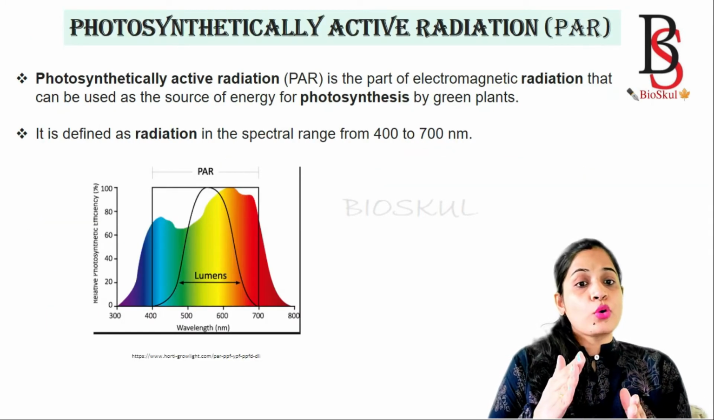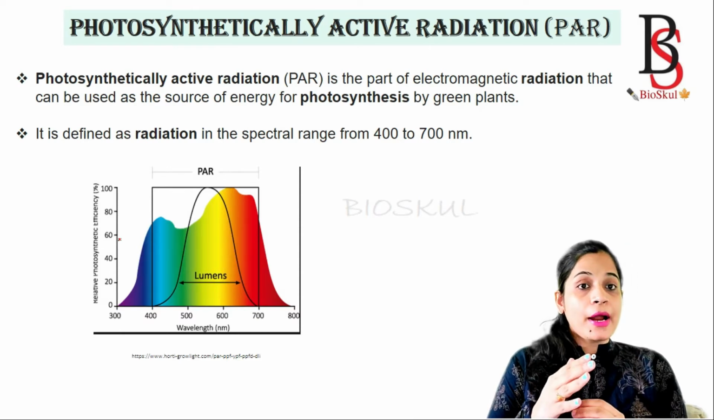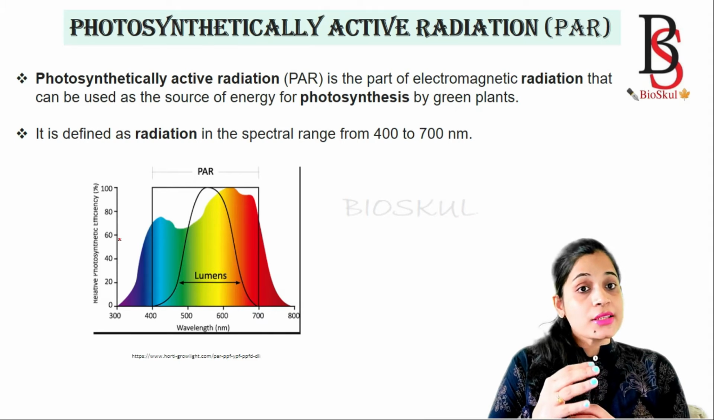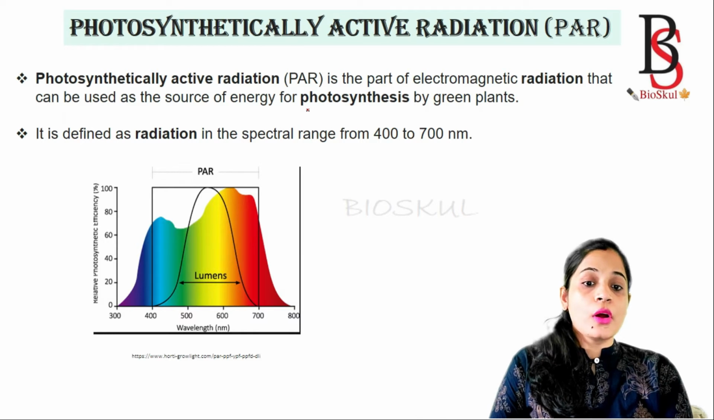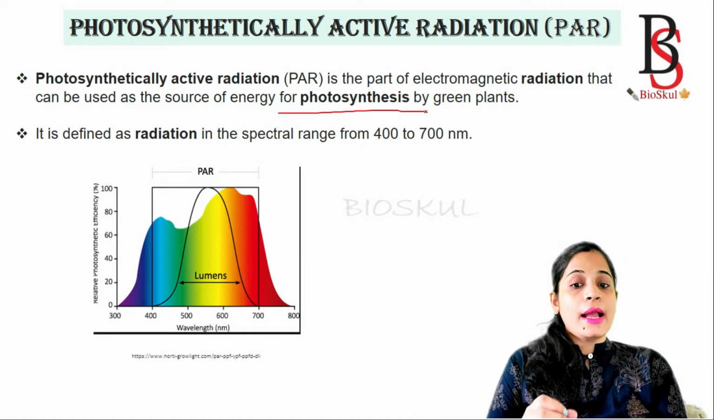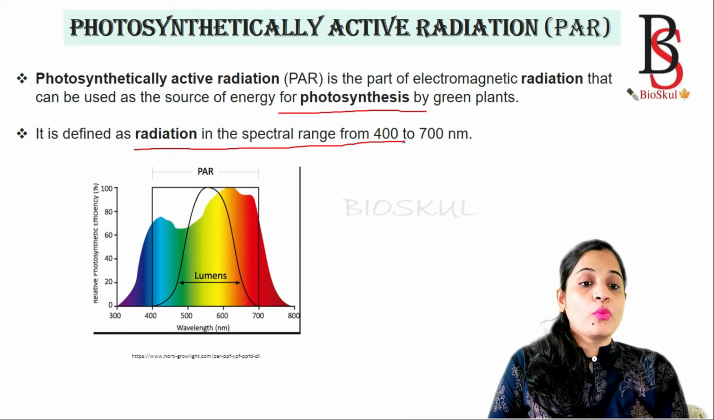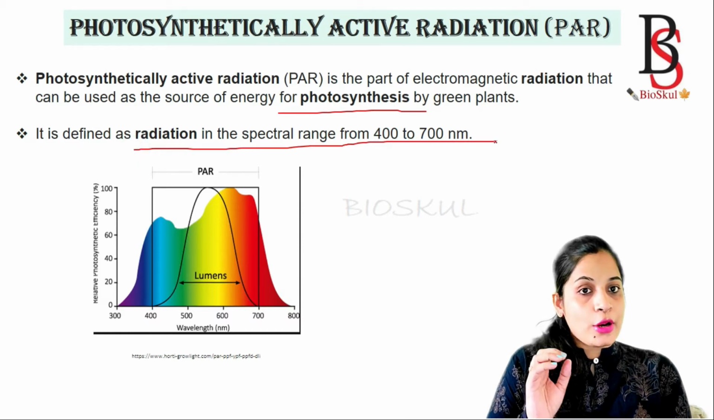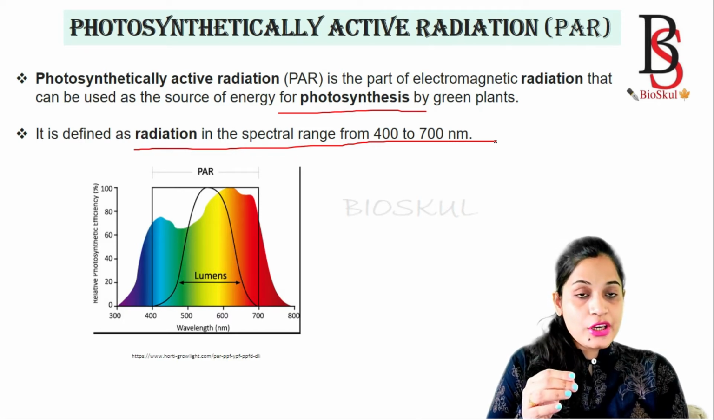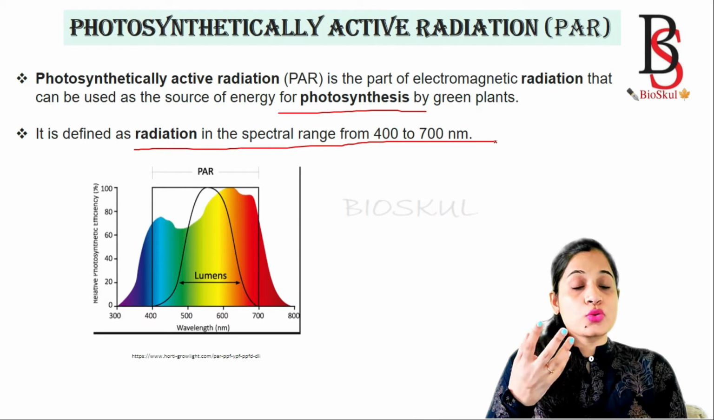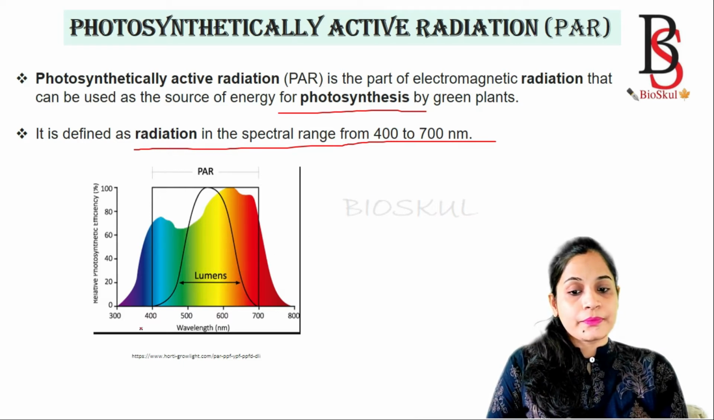Now, what is photosynthetically active radiation? Photosynthetically active radiation is the part of electromagnetic radiation that is used by the green plant as a source of energy for the process of photosynthesis. It is defined as the radiation in the spectral range from 400 to 700 nanometer. Radiation from 400 to 700 nanometer is known as the photosynthetically active radiation, and that is used as a source of energy for the process of photosynthesis.